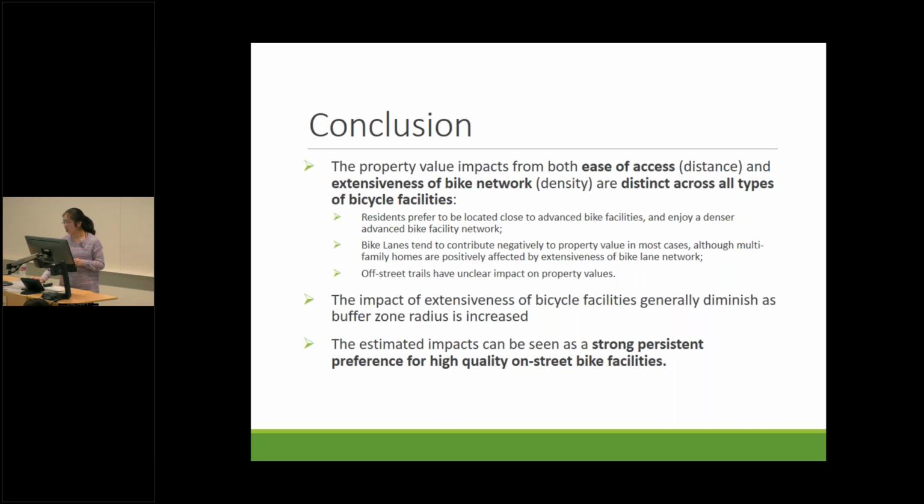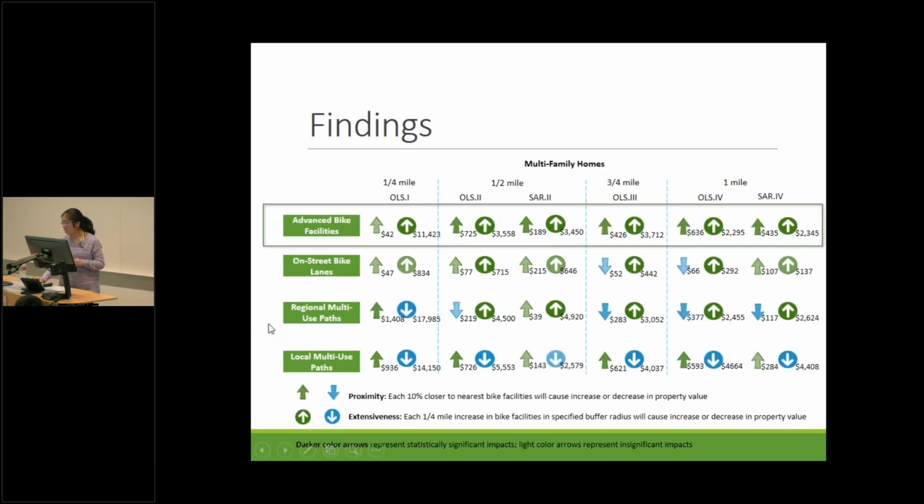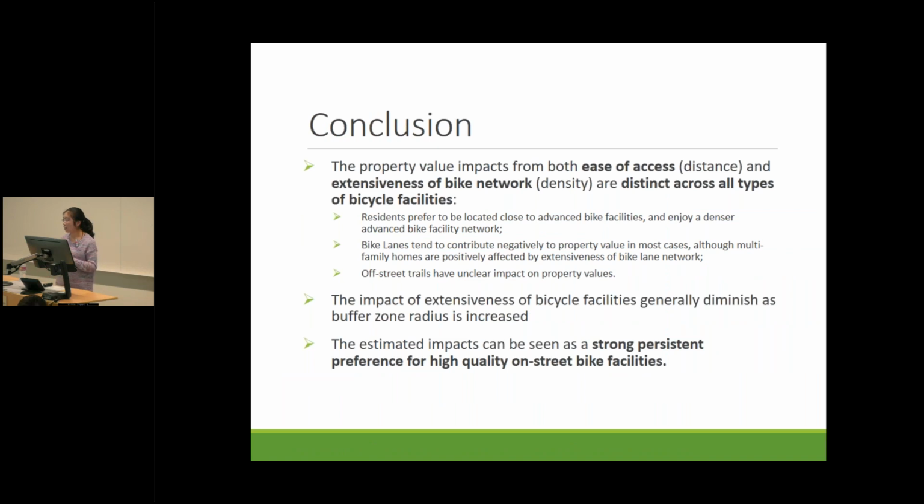And another thing is, you can see the value numbers tend to decrease as the buffer mile zone increases. So we conclude that the impact of the extensiveness of bike facilities generally diminishes as the buffer zone increases. That's easy to understand: with the bike facility further away, people will care less. They care more about the facilities close to them.